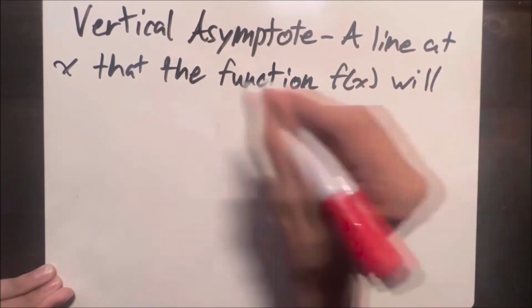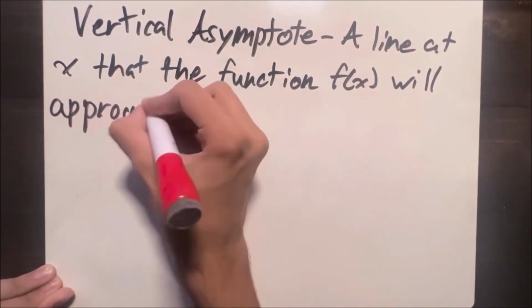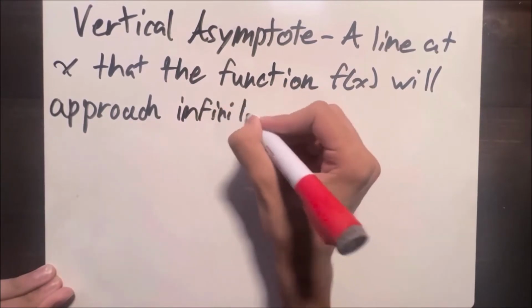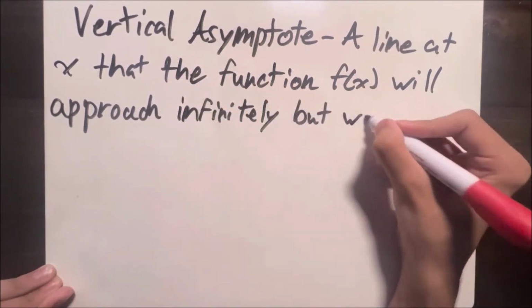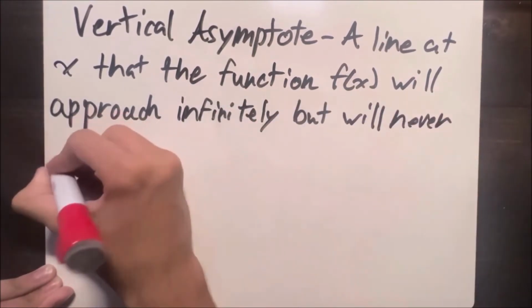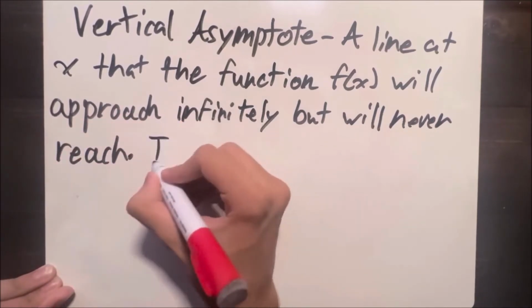A vertical asymptote is a line at x that the function f of x will approach infinitely but will never reach. It can be found at x where f of x equals a number over 0.